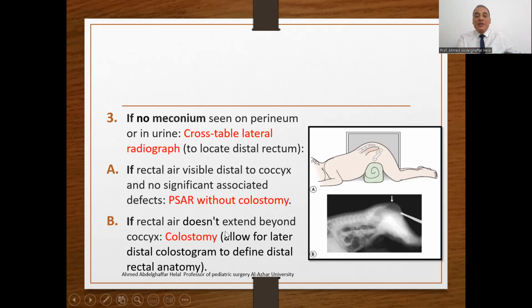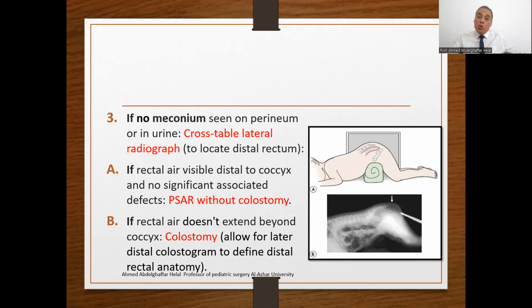Also, if the rectal air does not extend beyond the coccyx, a colostomy is indicated, and it will allow for later assessment and definition of the rectal anatomy, where the distal rectum is and where the fistula is regarding the urinary system. So this is the cross-table lateral radiograph.